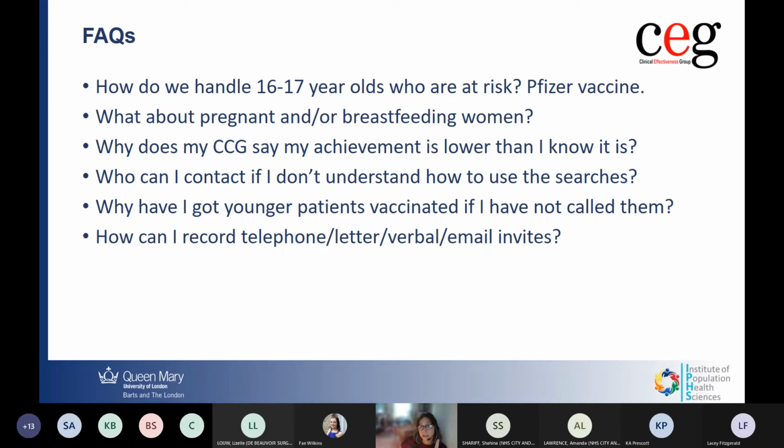Why have I got younger patients vaccinated if I have not called them? Again, I'm guessing that some of the younger patients could have been vaccinated through their occupation, so they could have got vaccinated somewhere else. How can I record telephone, letter, verbal, email invites? I think I've gone over that. That is the RP COVAC invitation follow-up template.